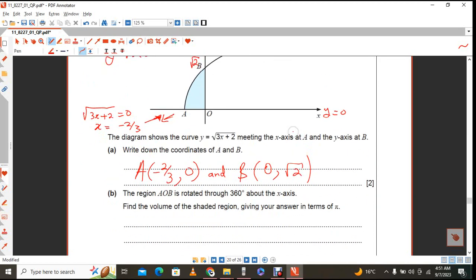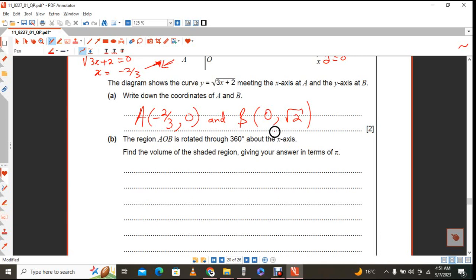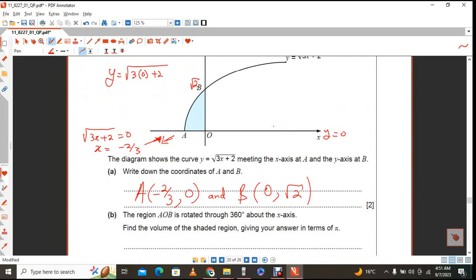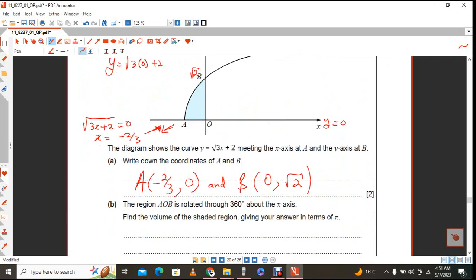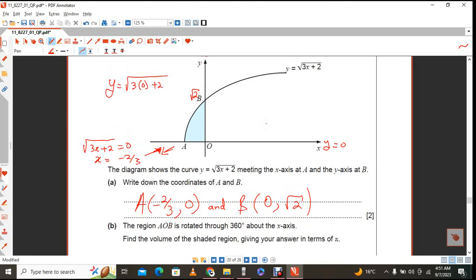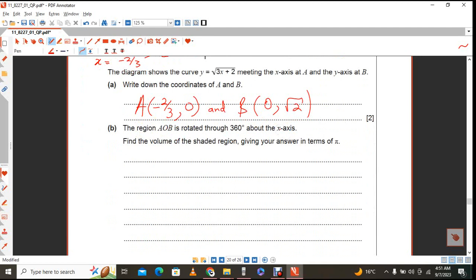The region is rotated through 360 degrees about the x-axis. Well, once you have that, there's some solid that is being formed over there. I'll show you a second method that we are going to use.